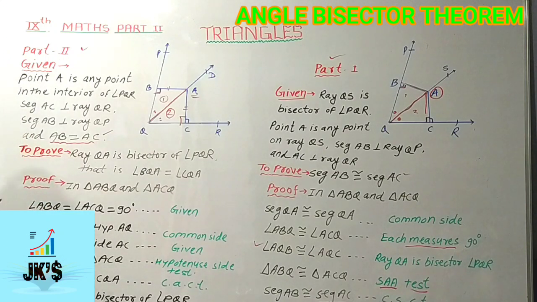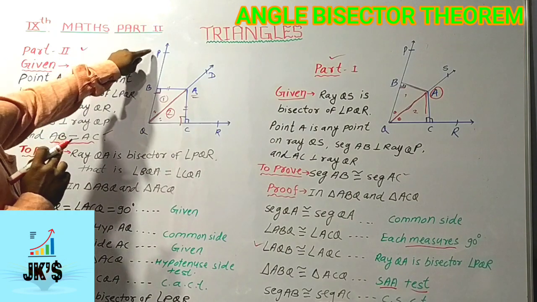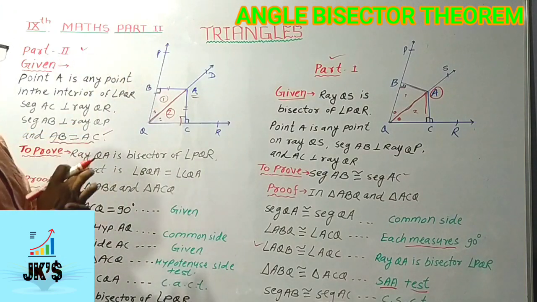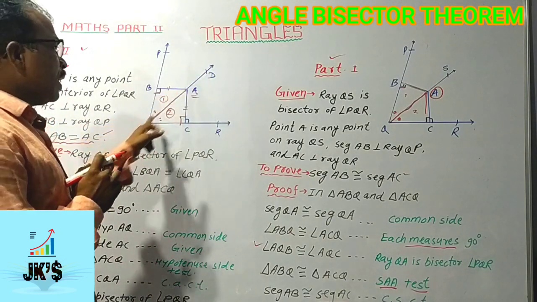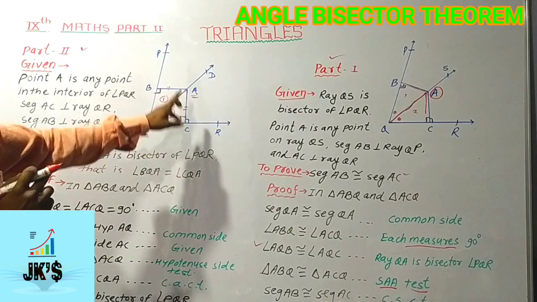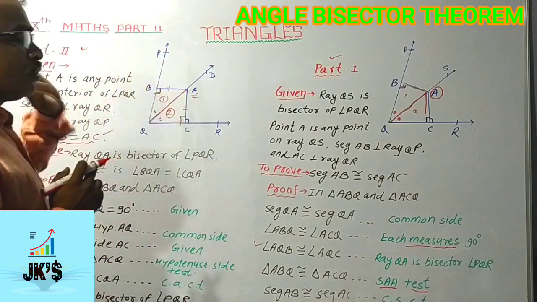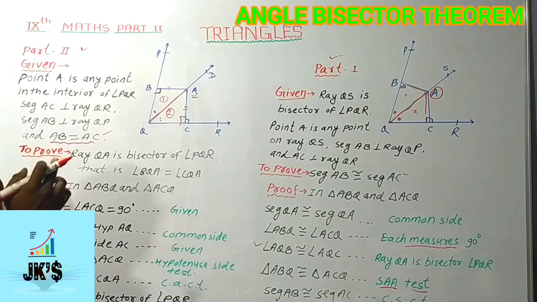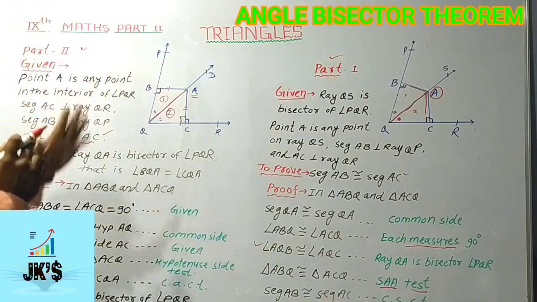Now friends, come to the point again in Marathi. कोन दुभाजकाचं प्रमेय याचा भाग 2 हा आपण बघतो आहोत. याचं विधान असं आहे, कोणाच्या अंतर्भागात असणारा बिंदू जर कोणाच्या बाजूंपासून समदूर असेल तर तो त्या कोणाच्या दुभाजकावर असतो. म्हणजेच आपण या ठिकाणी ए हा कोणताही एक बिंदू घेतला जो कोण PQR च्या अंतर्भागात असून PQR च्या बाजूंपासून समदूर आहे, म्हणजेच AB आणि AC हे अंतर समान दिलेलं आहे आणि आपल्याला सिद्ध करायचं आहे की QA हा दुसरा काही नसून तो कोण PQR चा दुभाजक आहे.